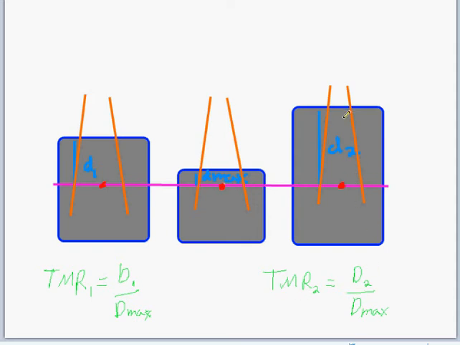TMR2 is similar. It's just the dose over here at point 2 divided by the dose at Dmax. So we can use the same Dmax in each case because they all have the same field size, and they're at the same distance from the source. So these two Dmaxes are the same. We just have the dose at point 2 here, the dose at point 1 here.